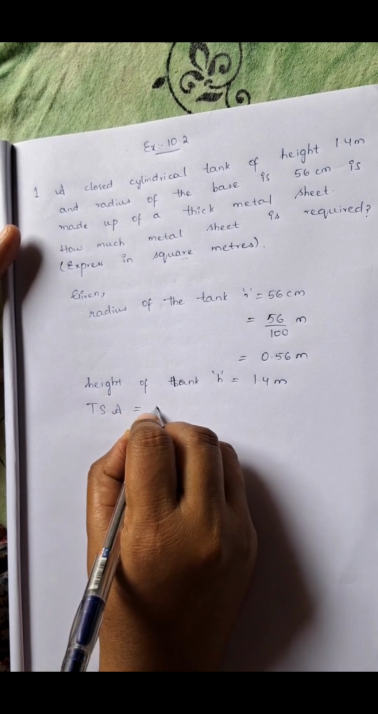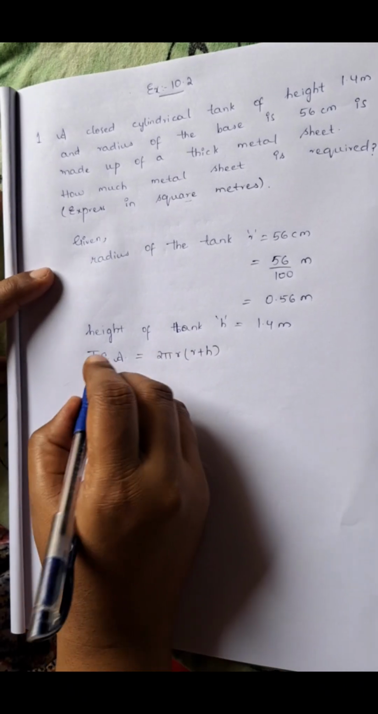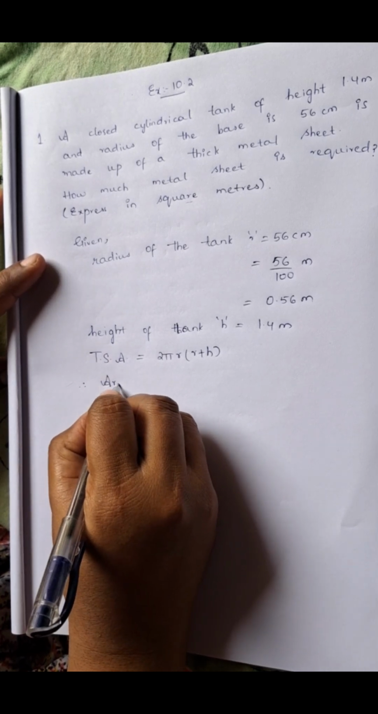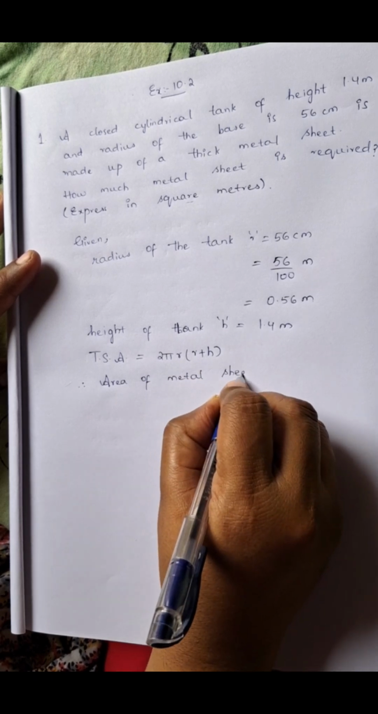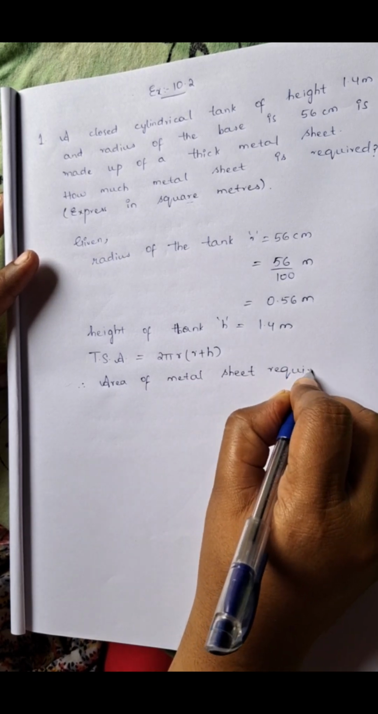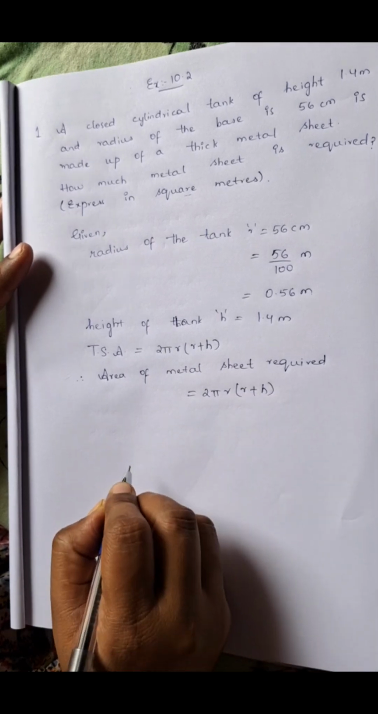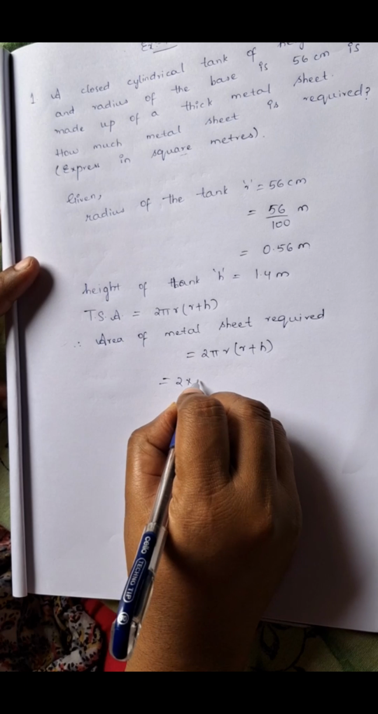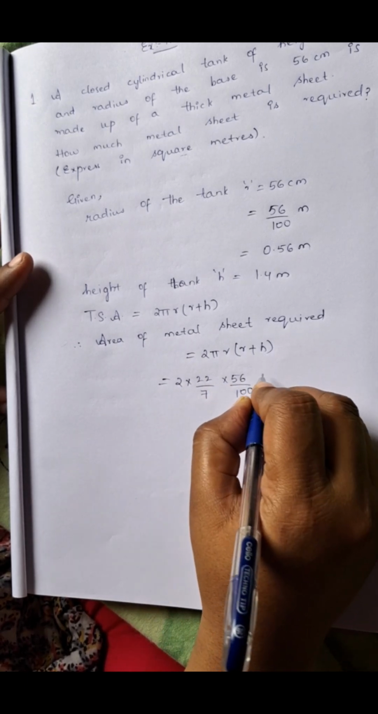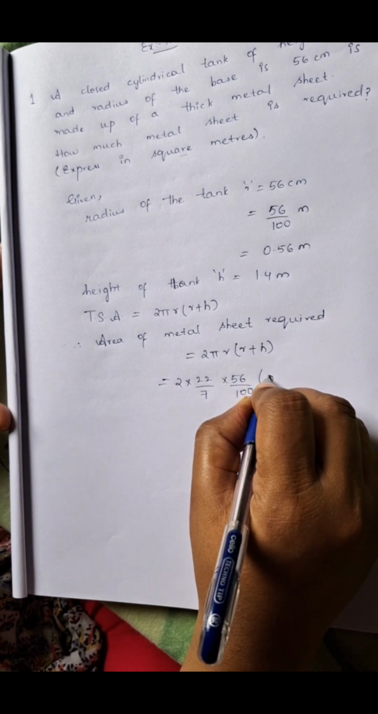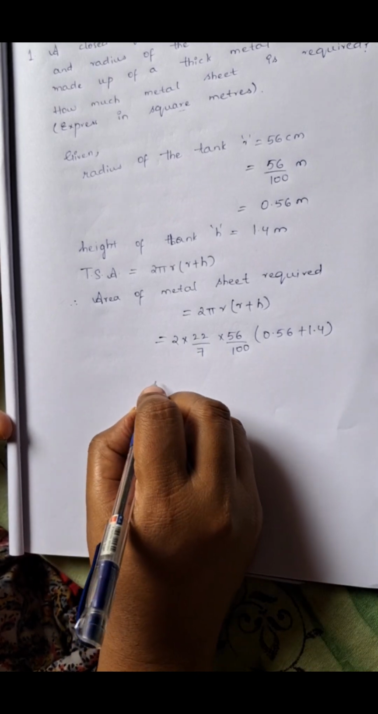You know the total surface area of the cylinder, right? What is the total surface area of the cylinder? 2 pi r into r plus h. So the area of the metal sheet required is the same formula, 2 pi r into r plus h. Here, the value of pi is 22 by 7, r is 56 by 100, or else 0.56, plus 1.4. Here you have to solve this.